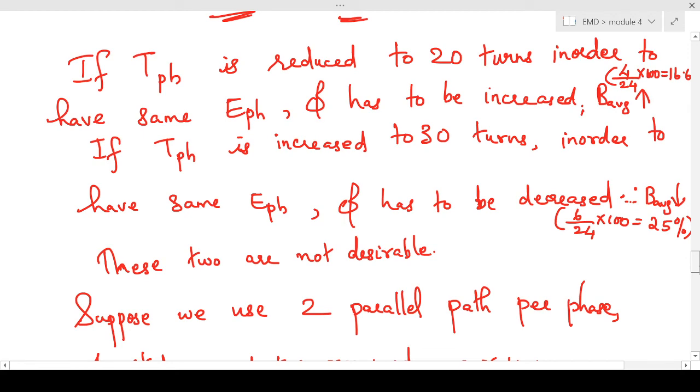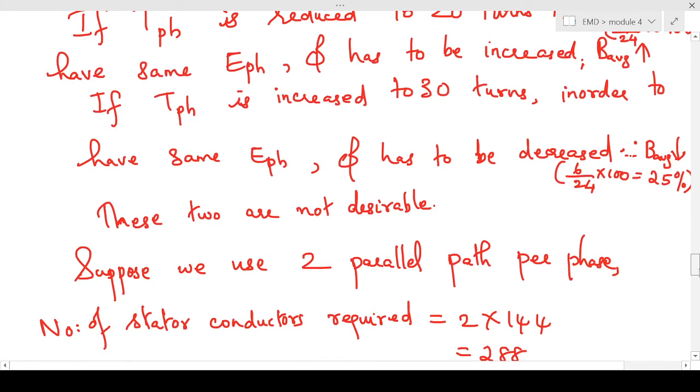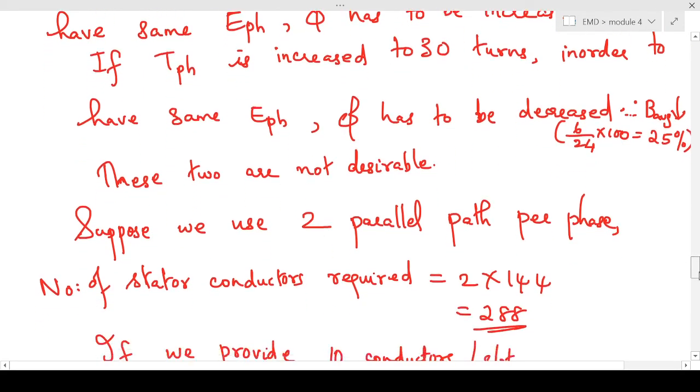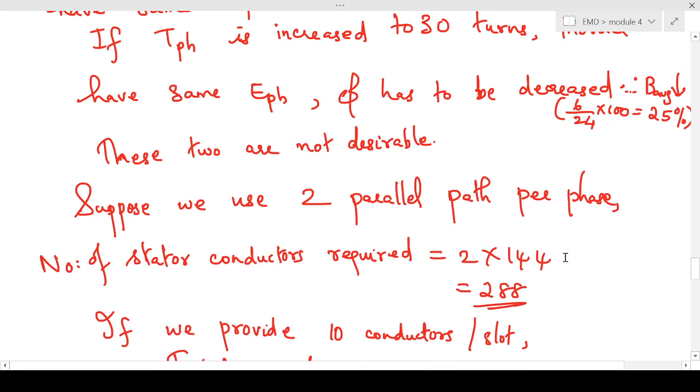So now what we can do is choose 2 parallel paths per phase. If there are 2 parallel paths per phase, then the total number of stator conductors will be equal to 2 into the number of stator conductors, that is 144. So we'll get it as 288.